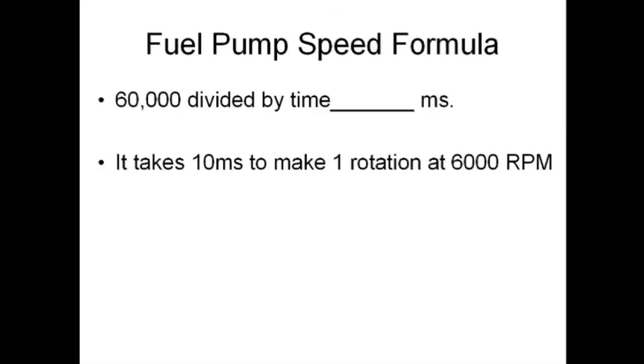If 10 milliseconds is 6,000 RPM, what would half that be? Well, that's a lot quicker, so you would double the RPM. Or you could do the math. The math is 60,000 divided by the time in milliseconds, and your lab scope will provide you that time as you count the segments in the armature to get the millisecond time. 60,000 divided by the time in milliseconds will provide you with the RPM, because it takes 10 milliseconds to make one rotation at 6,000 RPM.